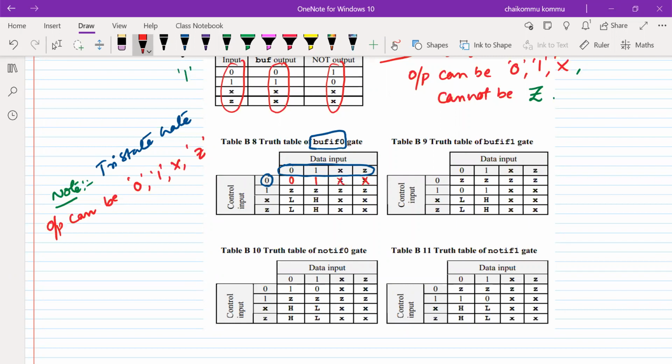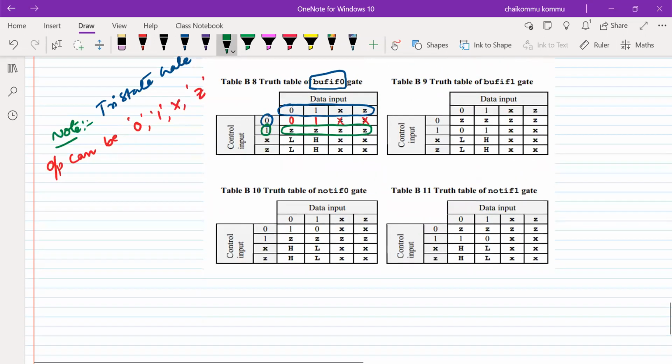Now you can see here, if the control signal is 1, which means that for bufif0, it will be a high impedance state. Therefore, all these gates give high impedance state only. It does not depend upon the input signals, it is directly a high impedance state only.